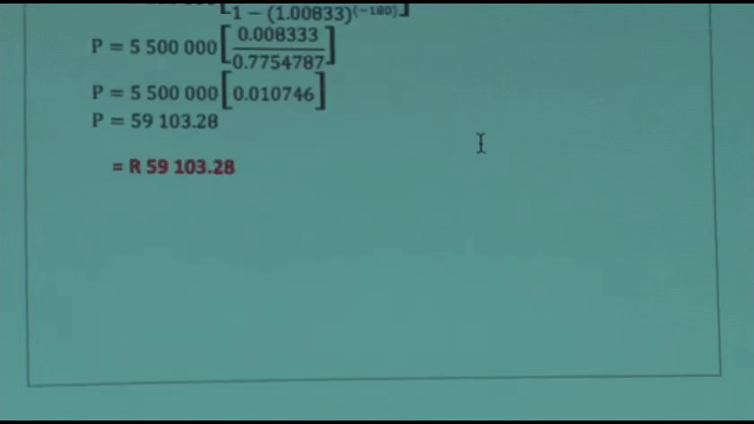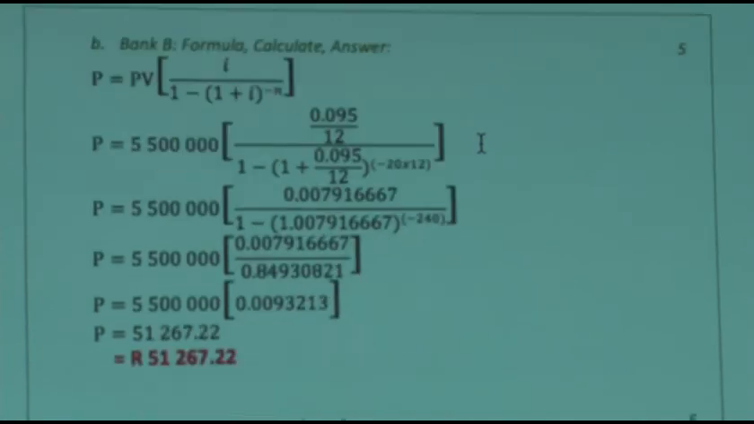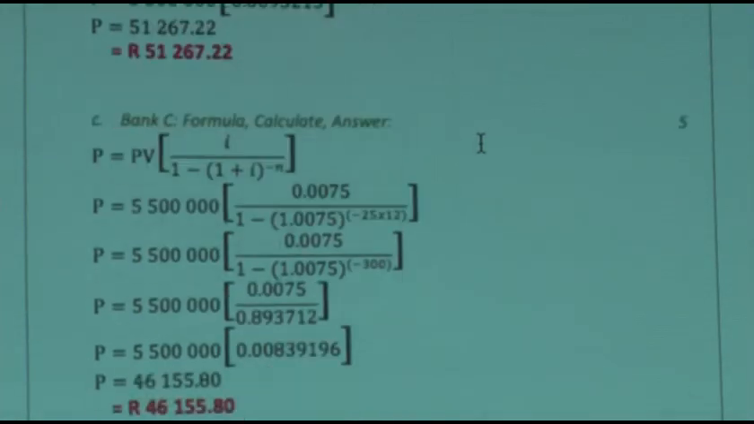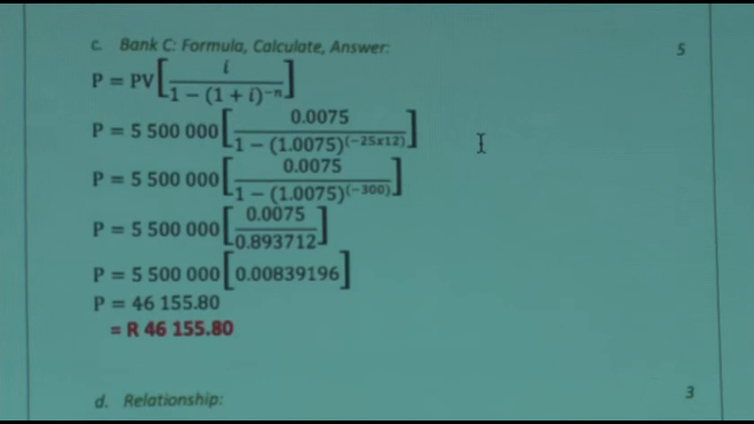If 50,000 is your budget, you cannot afford the 59,000, so you don't go to Bank A. You won't be able to go to Bank B because you can't afford the 51,000, but you can afford Bank C. So you'll be paying your house over 25 years, which is longer than the standard 20-year period. But in order to get that 5.5 million house, you're willing to put 46,000 down every single month. And that's how you make your decision.